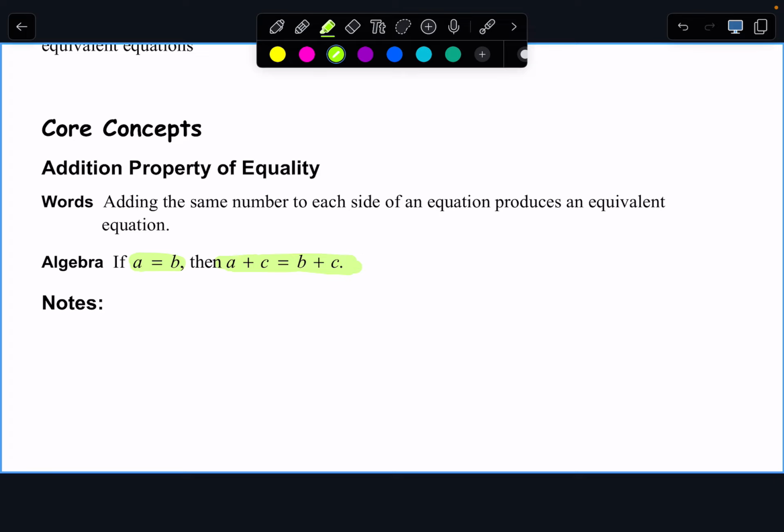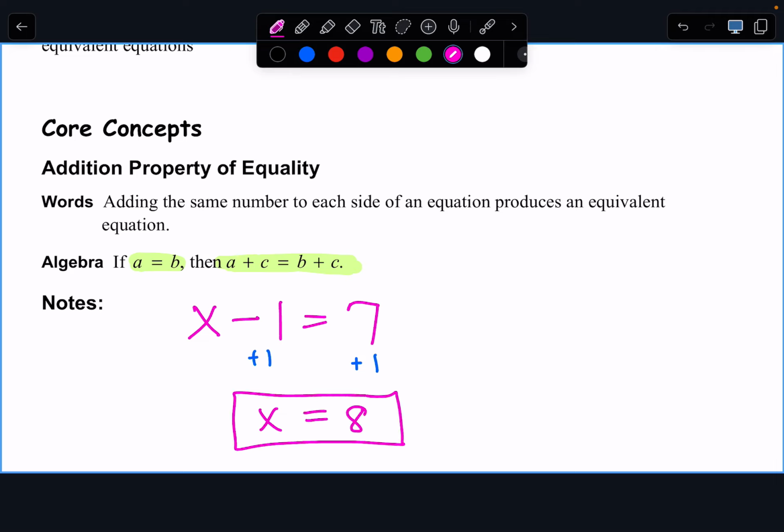Why is that something that would help us? What if we had the equation x minus 1 equals 7? Write it down. Okay? If I want x to be by itself, how do we undo that minus 1? Add a positive. We add 1 to both sides to get x equals 8.